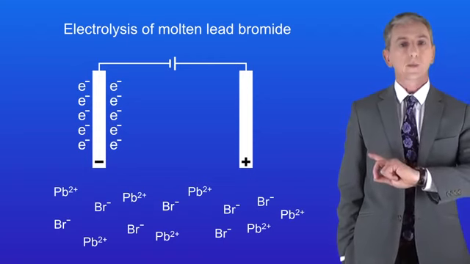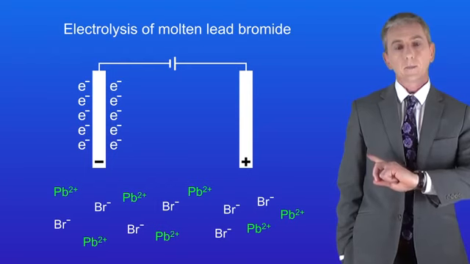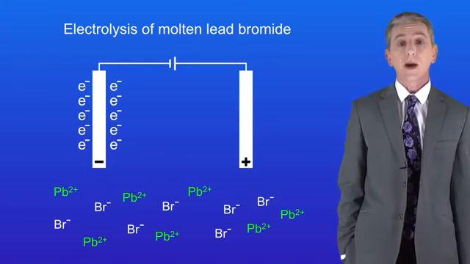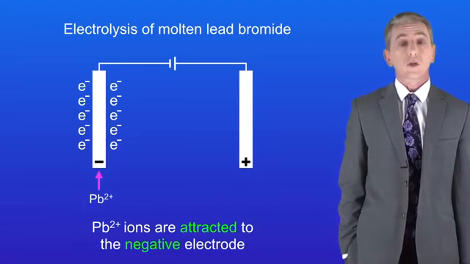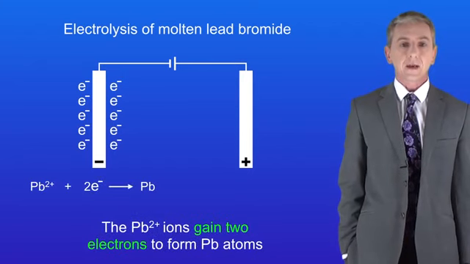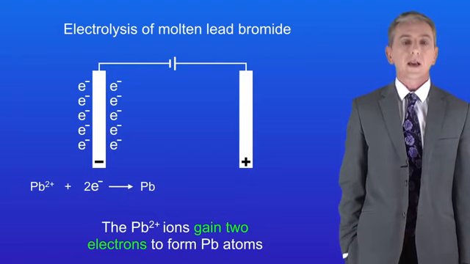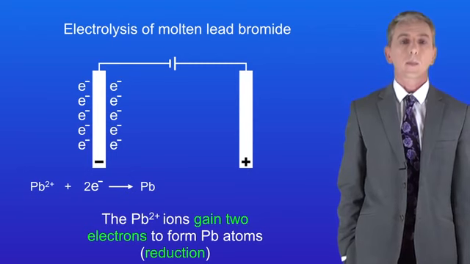Here's our molten lead bromide. We can see the positive lead ions here, and we can see the negative bromide ions here. The positive lead ions are attracted to the negative electrode, and that's because opposite charges attract. The lead ions now gain 2 electrons to form lead atoms. Because the lead ions are gaining electrons, that's an example of a reduction reaction.